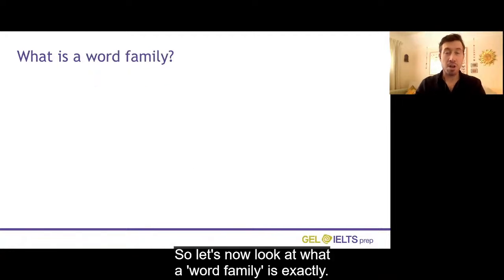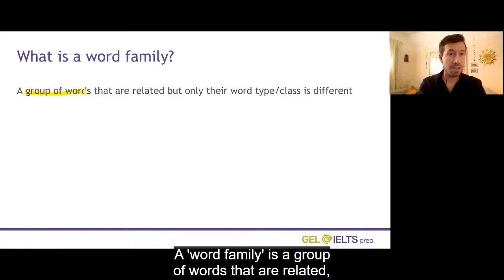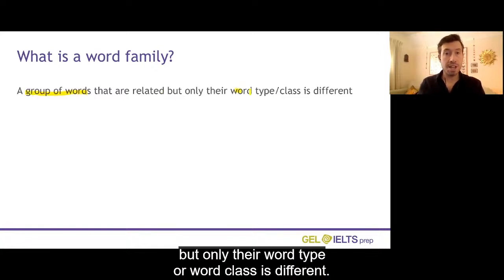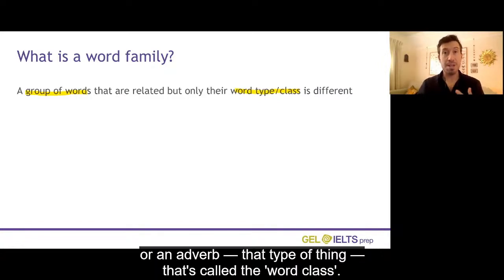So let's now look at what a word family is exactly. Well, a word family is a group of words that are related, but only their word type or word class is different. What I mean by word type or class is if it's a verb or a noun or an adjective or an adverb, that type of thing. That's called the word class.